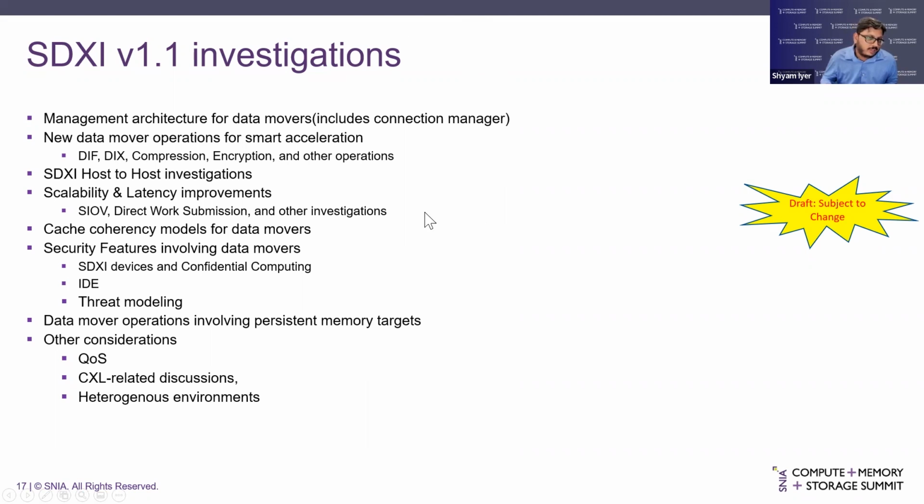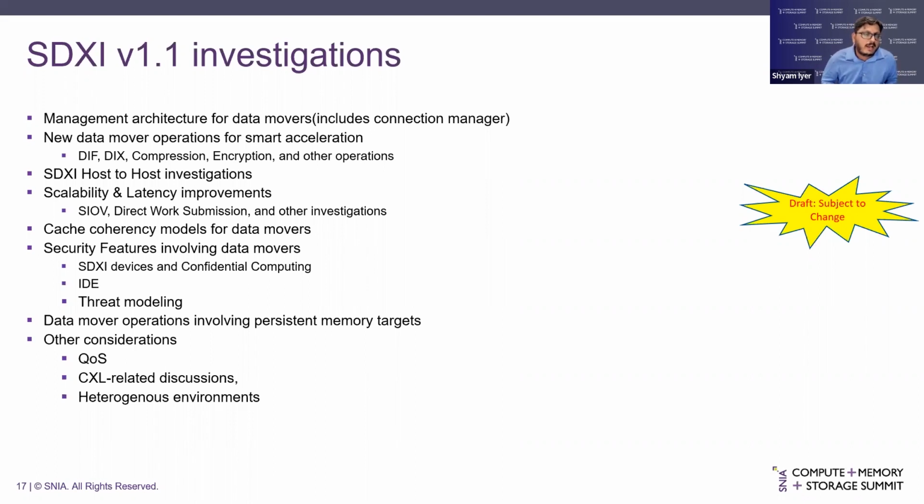The second part is about how do we enable new data mover operations for doing these kind of acceleration. So that example could be data integrity feeds or diff and dix, some kind of compression or encryption, other kinds of operations that you might want to do while you're moving the data from a source location to a destination location. As I explained before, SDXI can also now enable host-to-host data movement, particularly in interconnects like CXL, where it makes it easy for SDXI to become an interhost data mover.